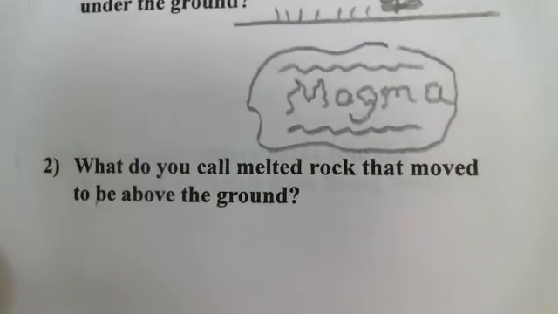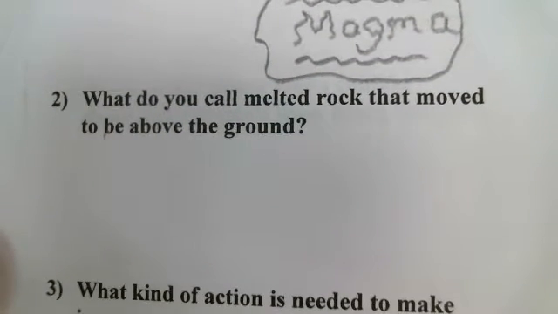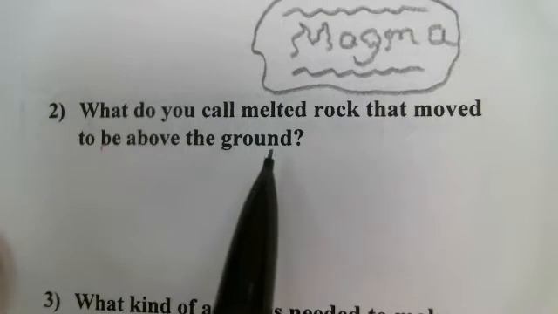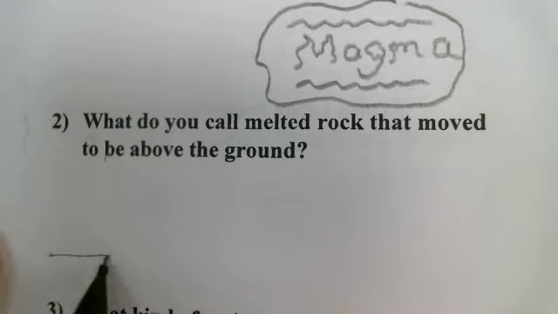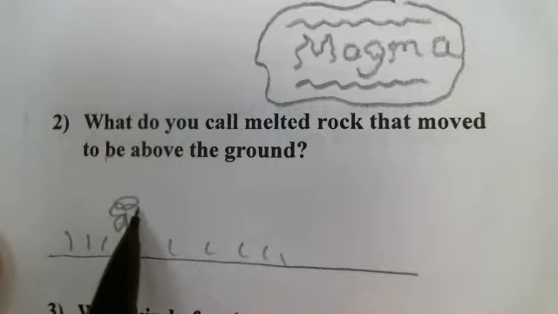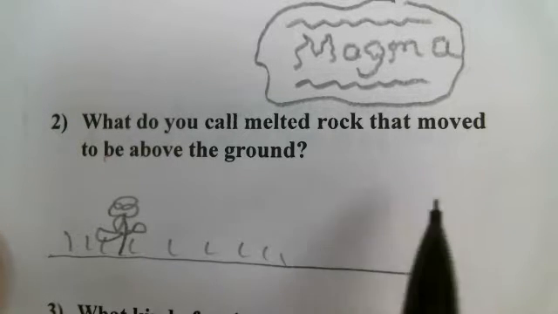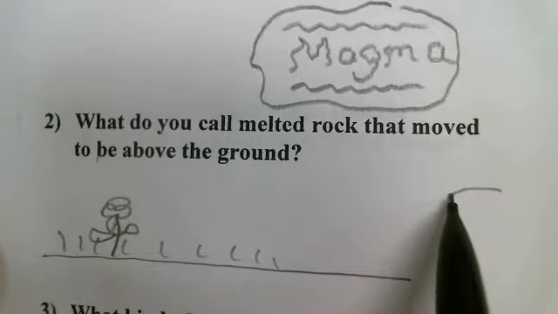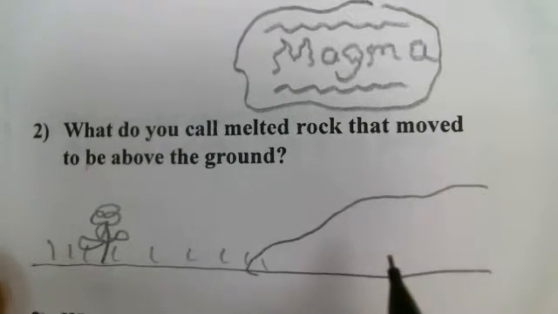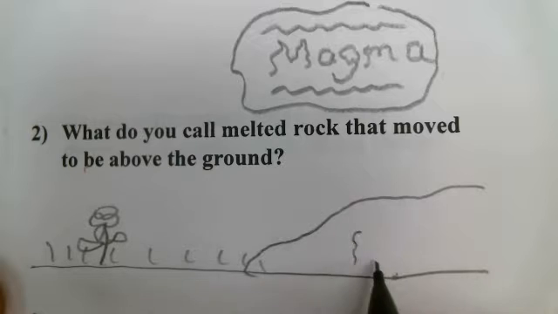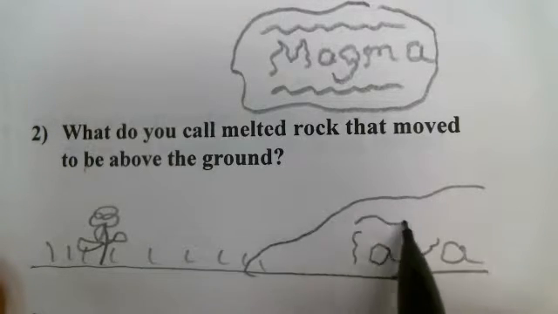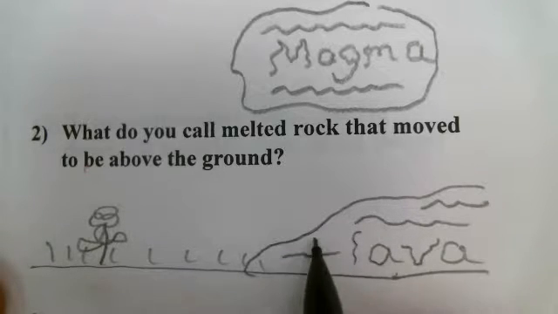Question number 2. If you got question number 2 wrong, please draw this picture. If you got question number 2 right, you can skip it. What do you draw melted rock that's moved above ground? So we're going to draw the ground here and some grass, draw a flower or something else that gives you the idea of above ground, and then I want you to draw a blob coming in like this. Label it lava. Again with some squiggly lines to give you the idea of liquid.